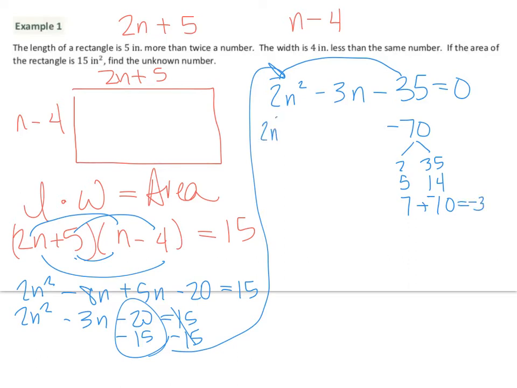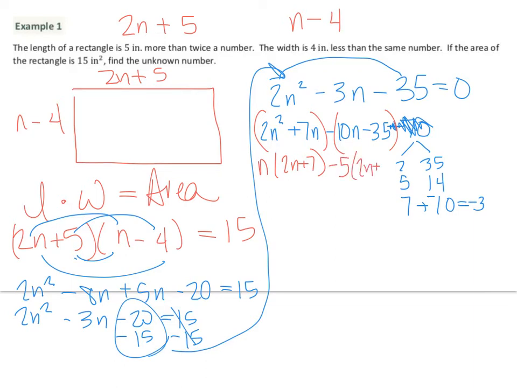So 2n squared plus 7n minus 10n minus 35. Need to get that out of there. Okay, factor by grouping. I can factor an n out of that. I'm left with 2n plus 7. And let's see, I think just a negative 5. 2n plus 7. Yay! Okay, these factor out to here. 2n plus 7, n minus 5 equals 0.